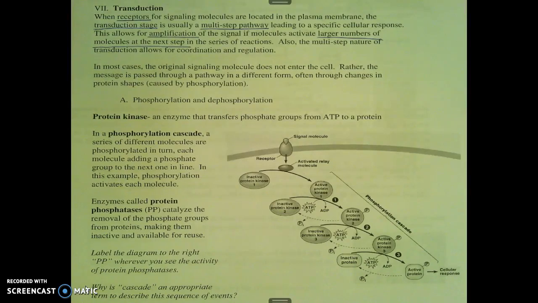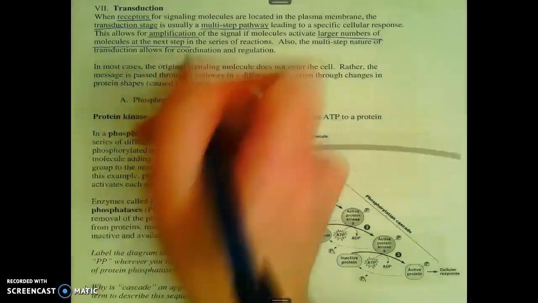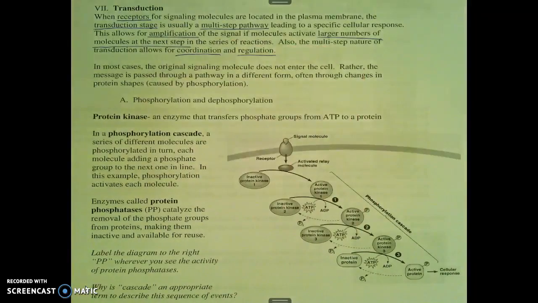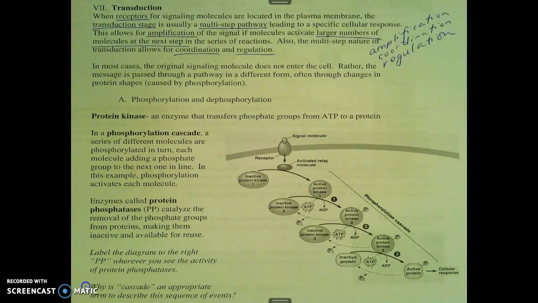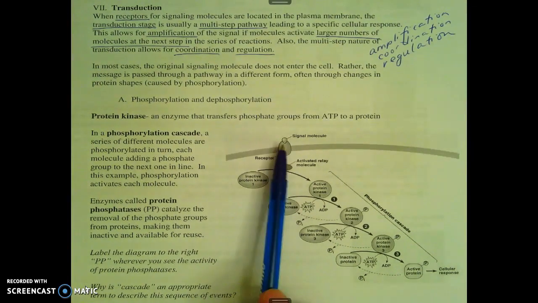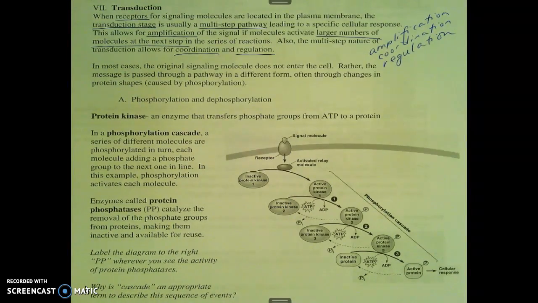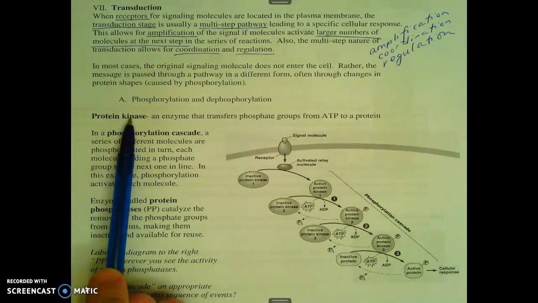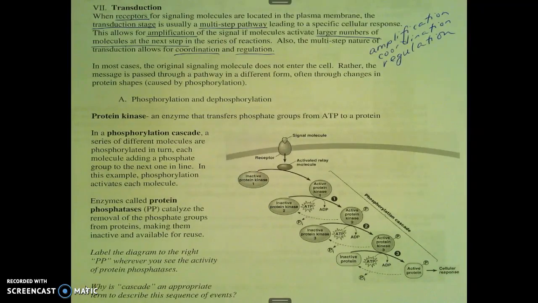Also, having multi-steps within this transduction pathway allows for coordination and regulation. The cell can finely tune what kinds of responses it carries out. Most of the time, the original ligand or signaling molecule doesn't actually enter the cell. Instead, the message is passed through a pathway in a different form, oftentimes through conformational or shape changes in the proteins, and this can be caused by phosphorylation. Remember that it is a kinase that helps transfer phosphate groups from ATPs to proteins.